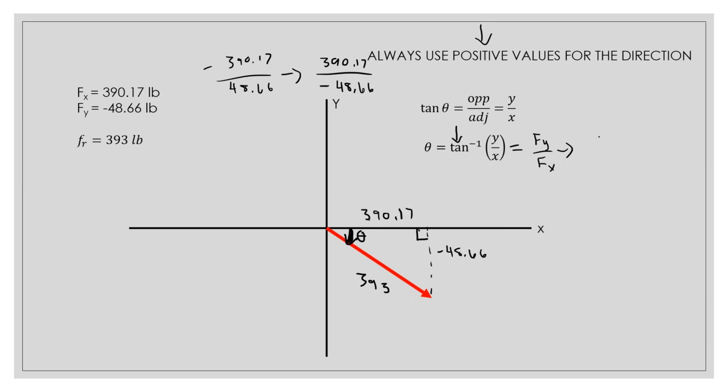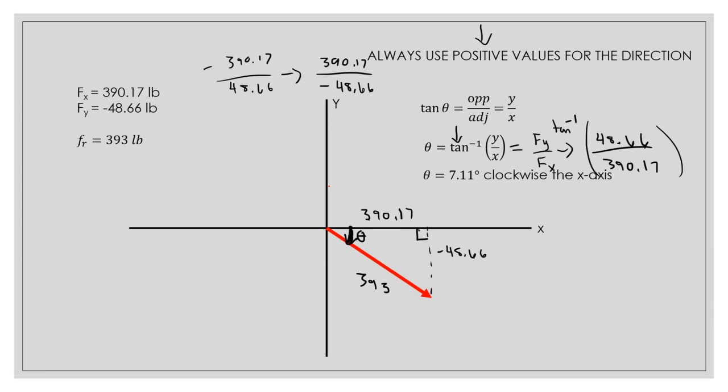So your Fy is 48.66 over your Fx, which is 390.17, and we're going to look for the arctangent of that. I already did it for you. It is 7.11 degrees clockwise from the x-axis, because we start from the x-axis and then move down to that line. The other version that they might ask for is counter.